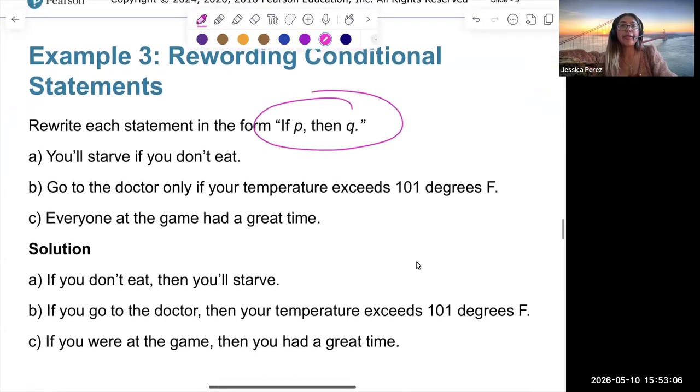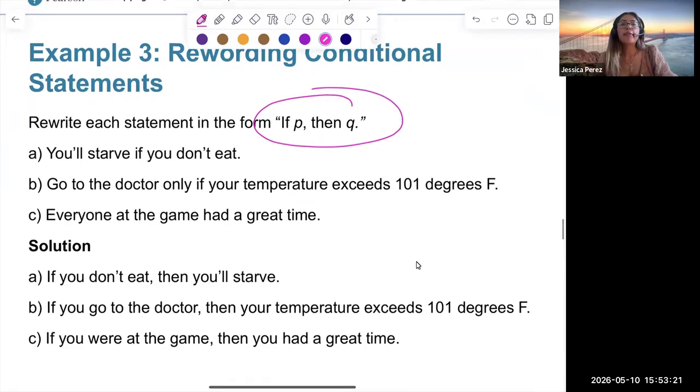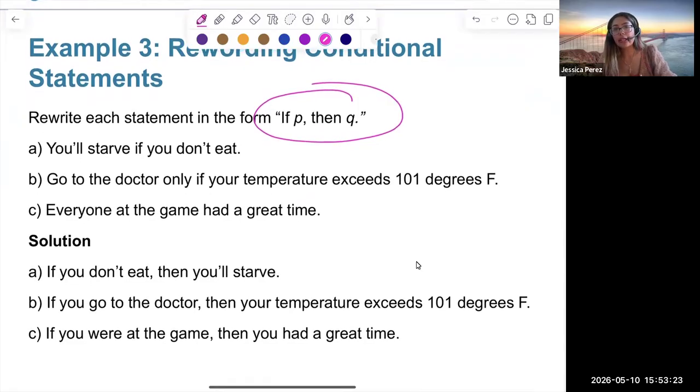So we're looking for the conditional. If P then Q, remember you can change that. If you do not eat, then you'll starve. So you changed it to a converse. If you go to the doctor, then your temperature exceeds 101. If you're at the game, then you had a great time.